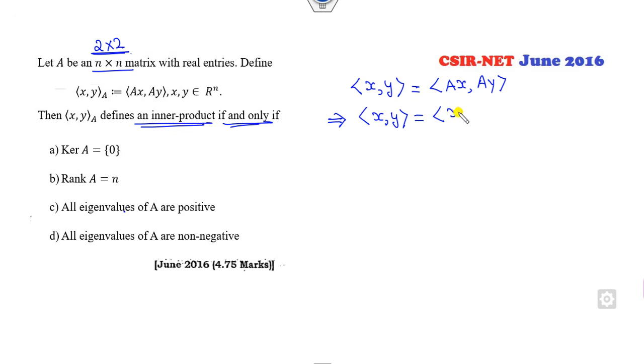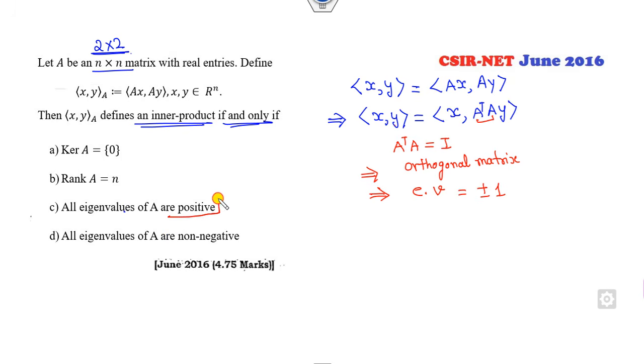So if I do it like this, what is that? It is A transpose of Ay. Fine. If I compare with this, this is my identity. Once it is identity, it is nothing but an orthogonal matrix. So what are the eigenvalues of the orthogonal matrix? Eigenvalues are plus minus 1. But it said eigenvalues are all positive, or all non-negative, so that option is cancelled. He said all, that's why this is cancelled.